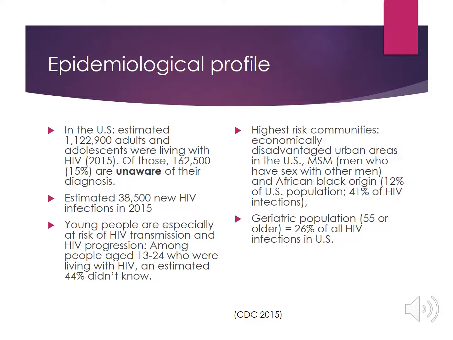The high-risk communities and groups include the economically disadvantaged urban areas and also the men having sex with men, MSM, community, and the African Black origin community. There is a geriatric population of 55 and older, and these make up 26% of all HIV infections in the US.